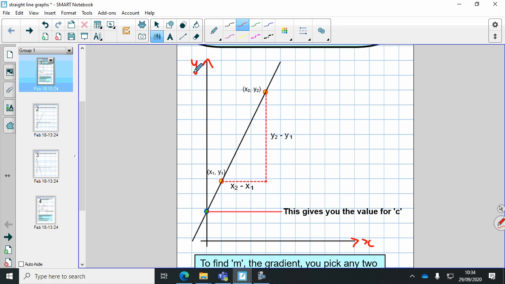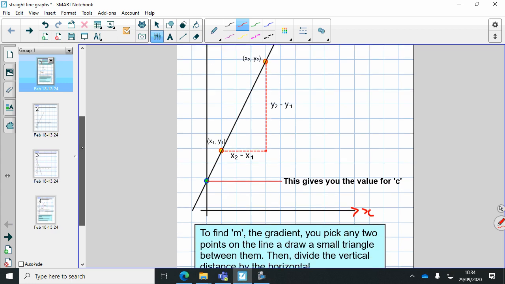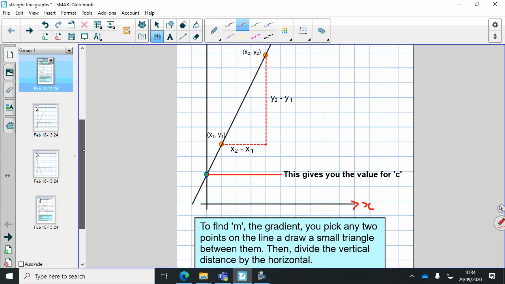Okay, so to calculate the gradient, we're going to need to pick any two points on the line. Doesn't matter which two points. I've picked this point here and this point here. To find m, the gradient, you pick these two points and then you draw the triangle between them, as you can see.